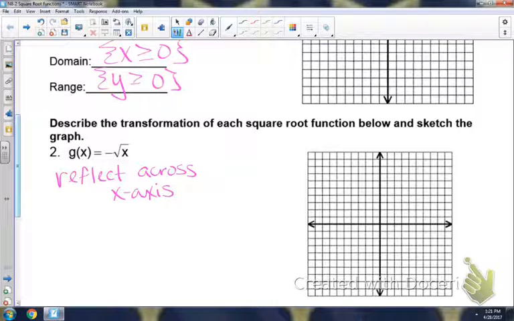Okay, so our 0, 0 point is not going to change because we're not shifting. We're just reflecting. Remember we talked about when you reflect it, you're just changing the signs of your original y values from your parent function. So instead of having 1, 1, we're going to have 1, negative 1. Instead of having 4, 2, we're going to have 4, negative 2. Instead of having 9, 3, we're going to have 9, negative 3. So it looks like that.